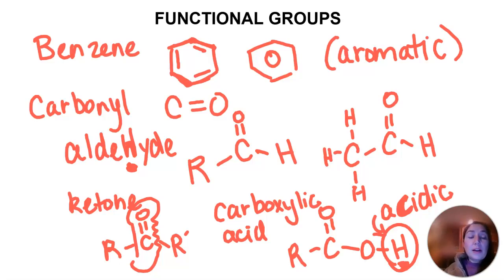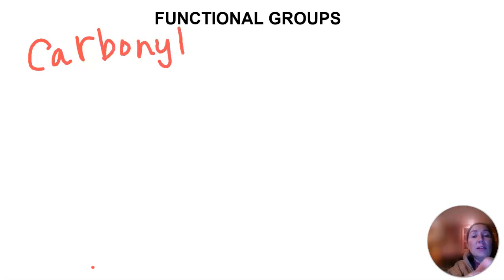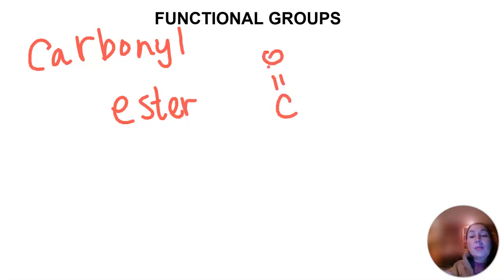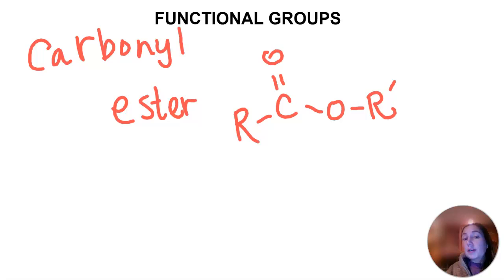So we have our aldehyde, ketone, our carboxylic acid, and one last functional group with a carbonyl is an ester functional group. So let's try the ester. As the last one that has a carbonyl, we have the ester, and it's got C=O, and it's got an O, and it can have the same R groups or different R groups on either side of the ester.